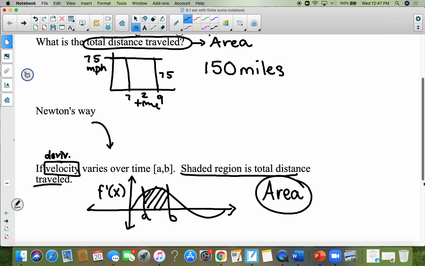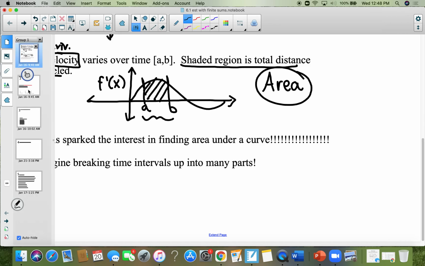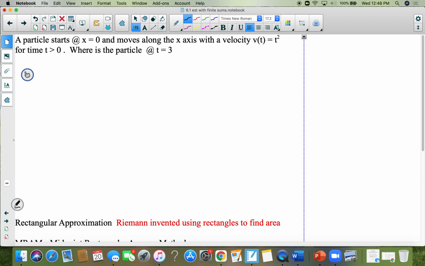And I'll just keep reading this page. This sparked the interest in finding the area under a curve. Imagine breaking this time interval up into many parts. So we're going to break this little area from A to B up into little rectangles. This is called Riemann sum. Okay, so here we go.